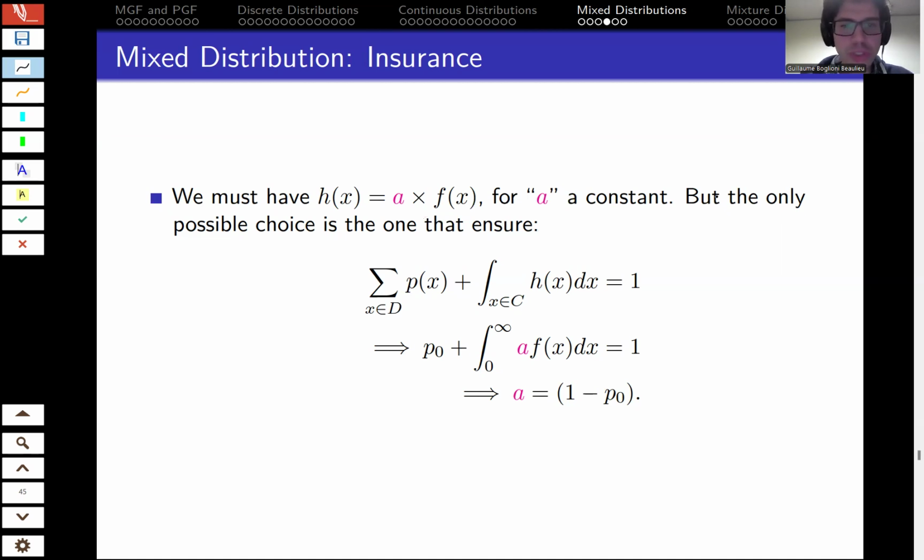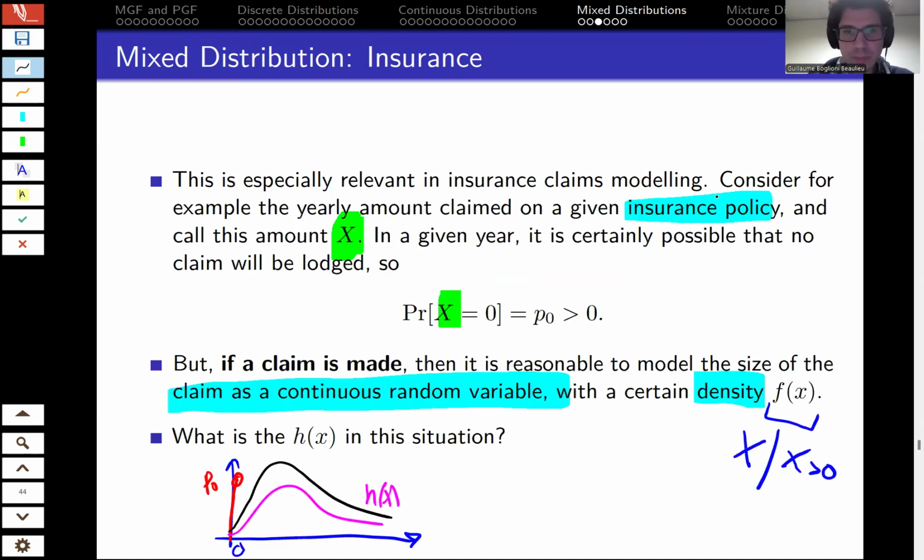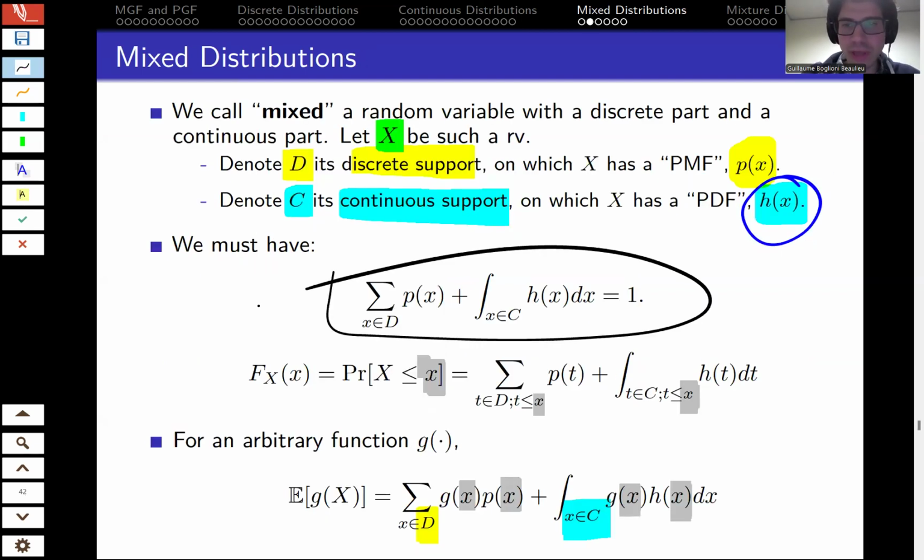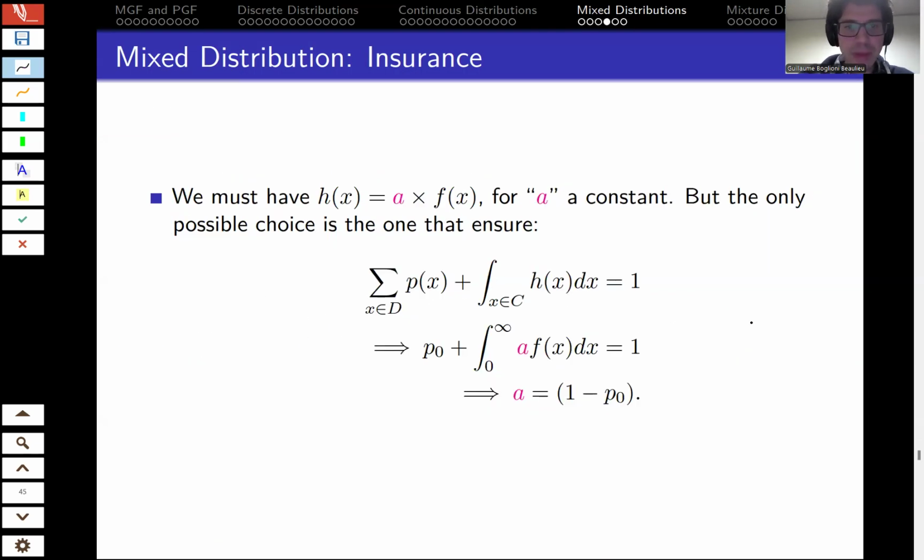Now, the only possible choice is the one that ensures that this property over there is verified. So basically, you need the sum of all the p x plus the integral of h x to be equal to 1. We have that h x is just a scaling of f x, so the integral of a times f x needs to be 1. This easily simplifies to a is 1 minus p0. So overall, the conclusion is that h x is f x scaled back by a factor 1 minus p0.